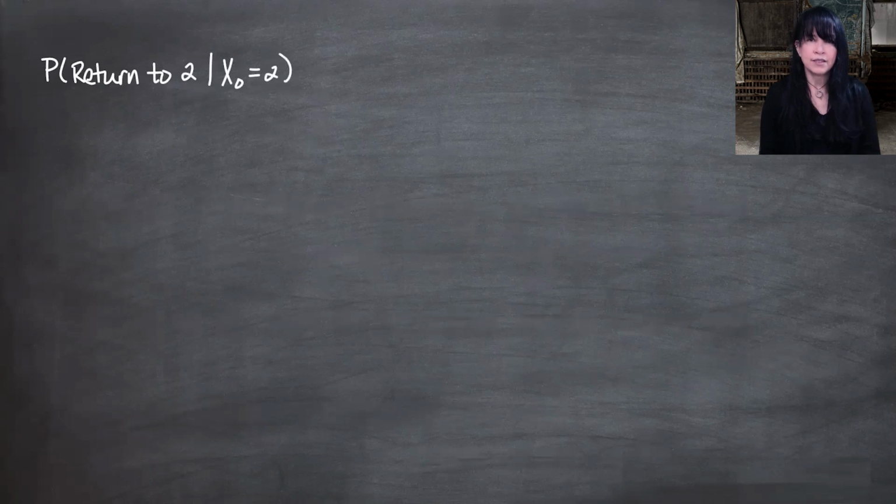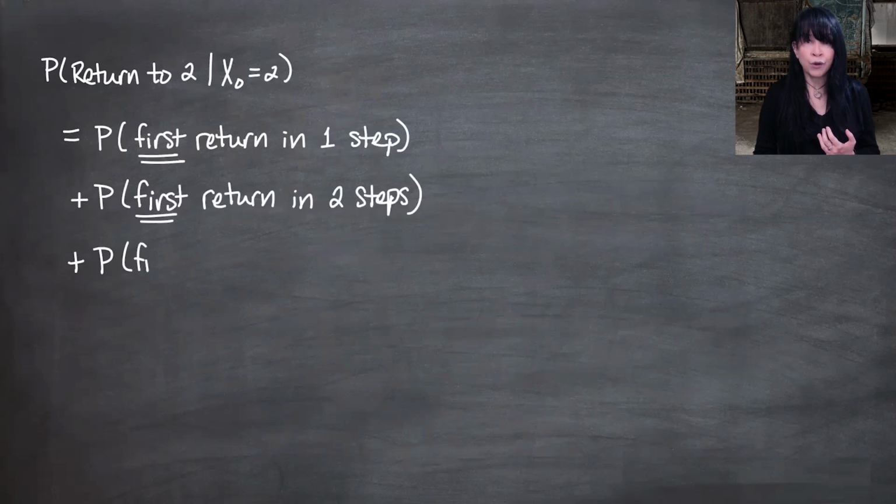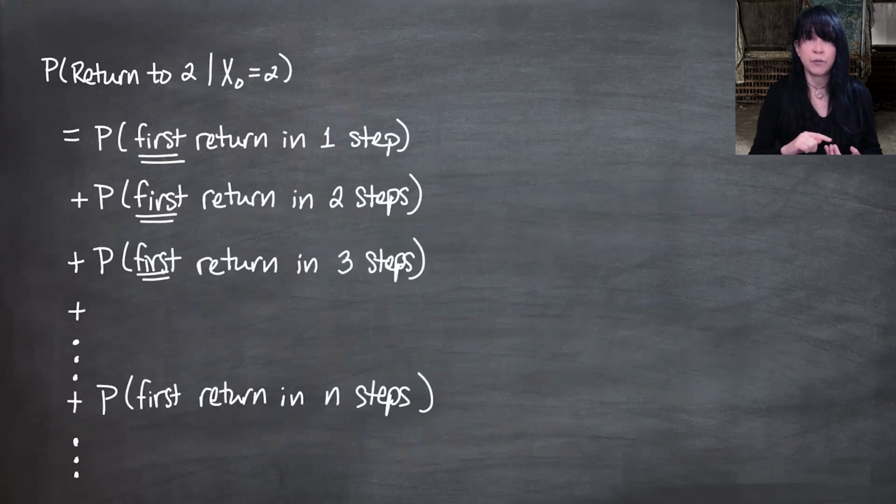I can break this up into some disjoint event probabilities: that we first return in exactly 1 step, or I get to add the disjoint event probability that we first return in 2 steps, or get to add the disjoint event probability that we first return in 3 steps, and so on. I underline the word first here because it's important.